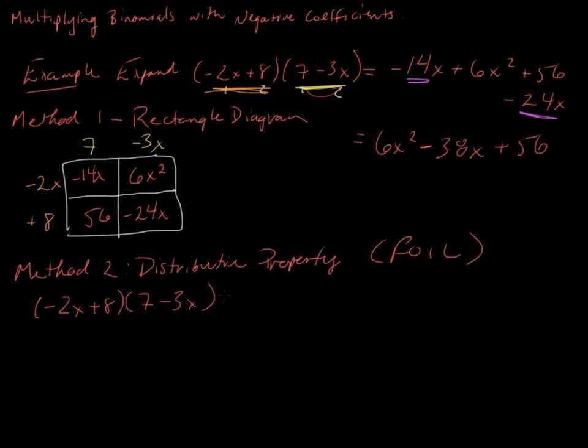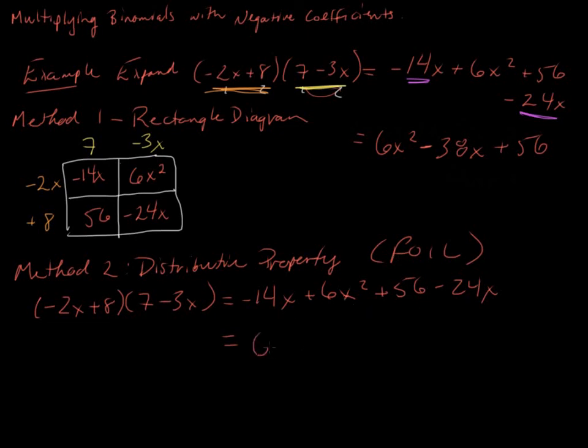minus 2x times 7 gets us our minus 14x, minus 2x times negative 3x gets us our plus 6x squared, 8 times 7 gets us our 56, and then 8 times negative 3x gets us our negative 24x, and then it's just a matter of rearranging, combining like terms, etc.